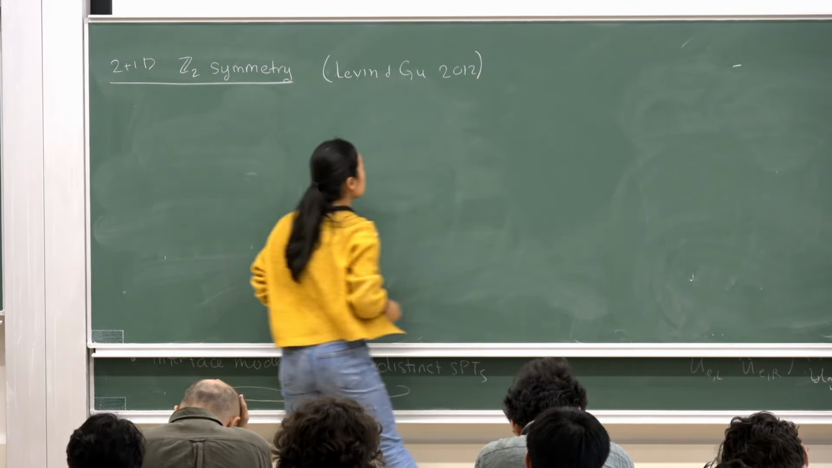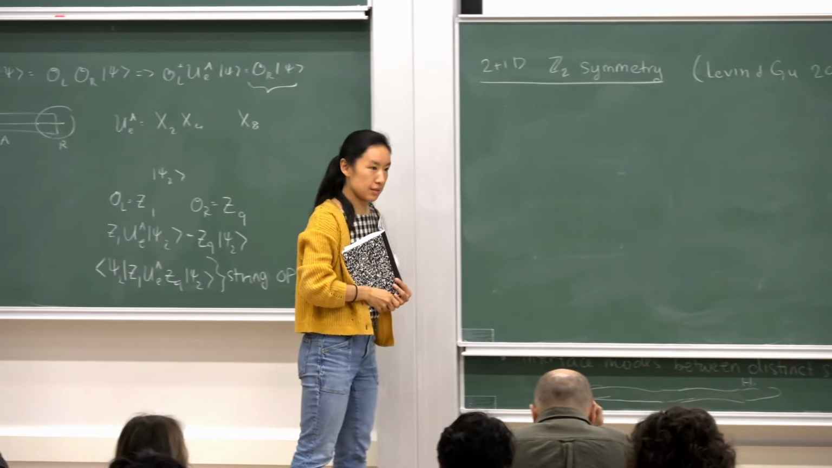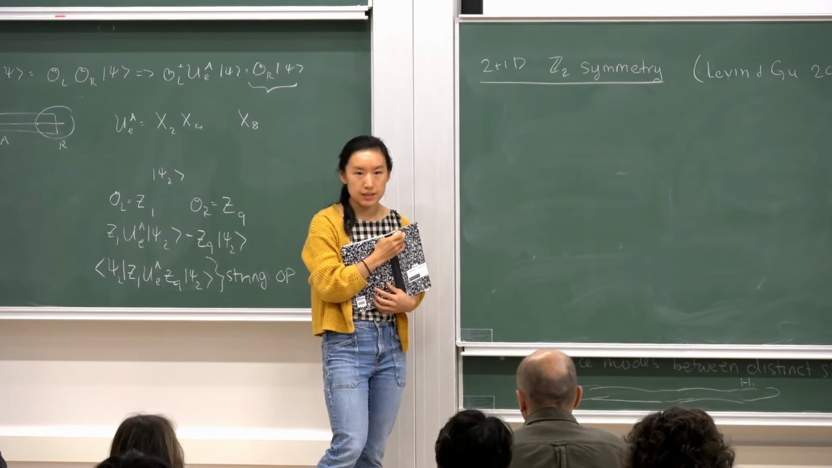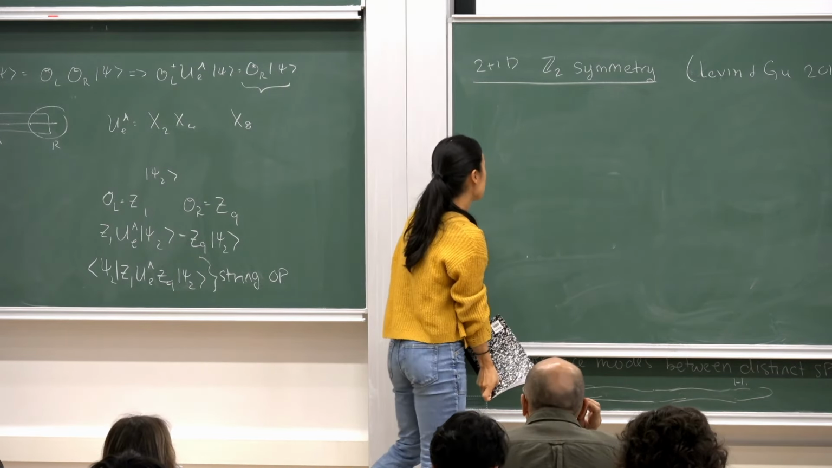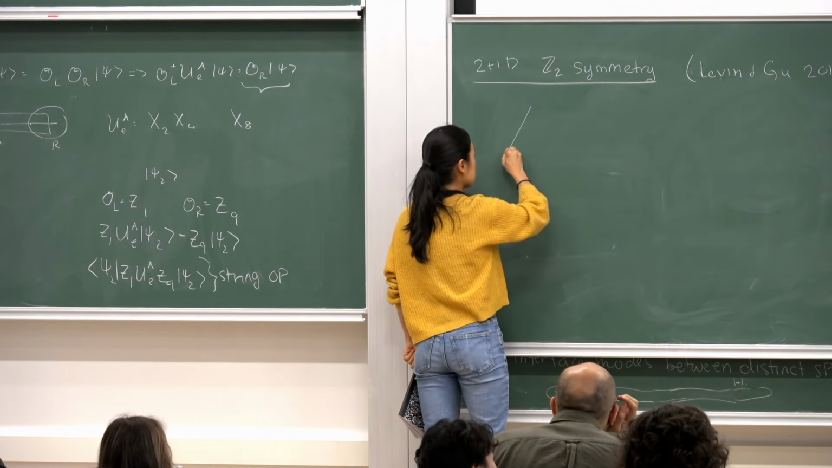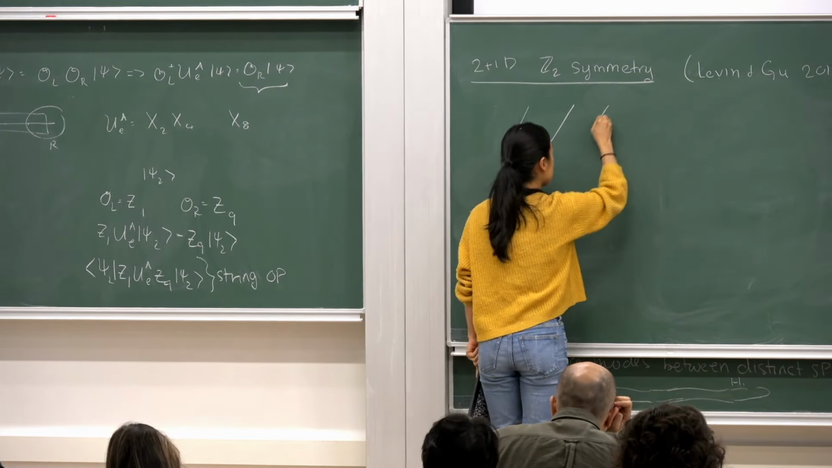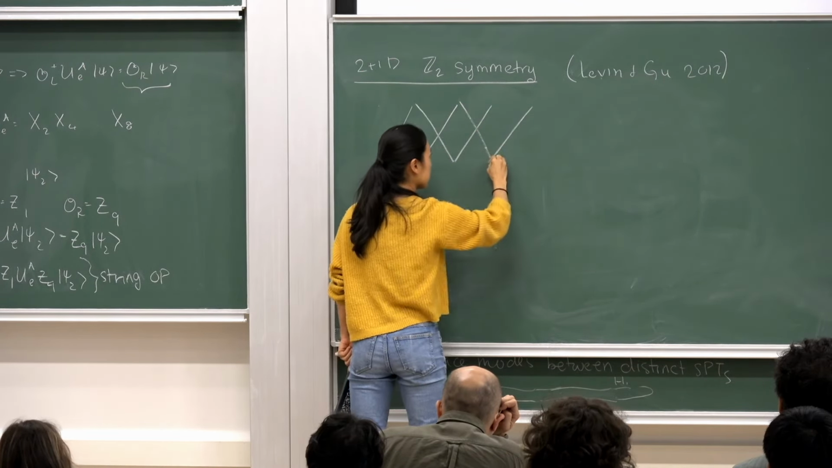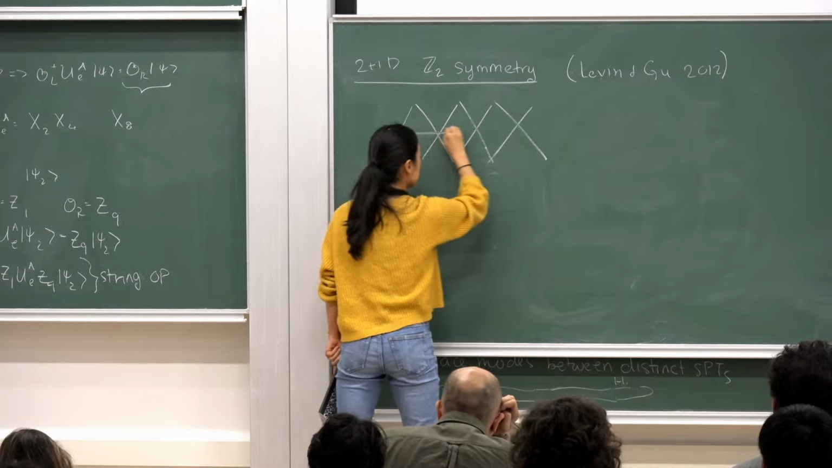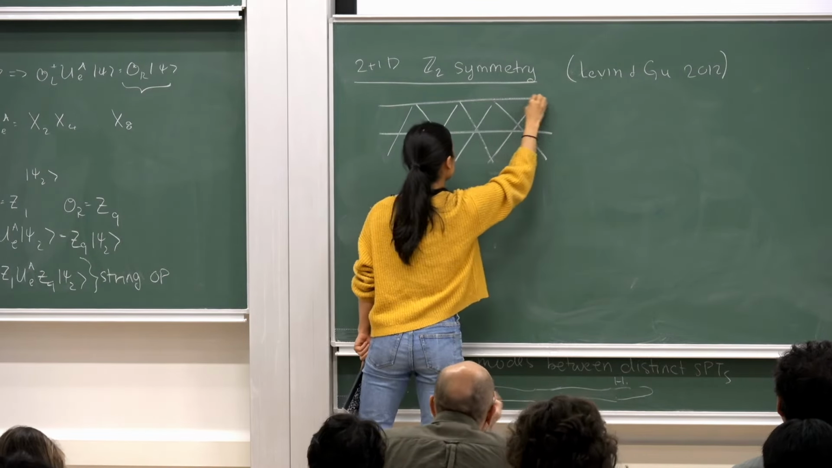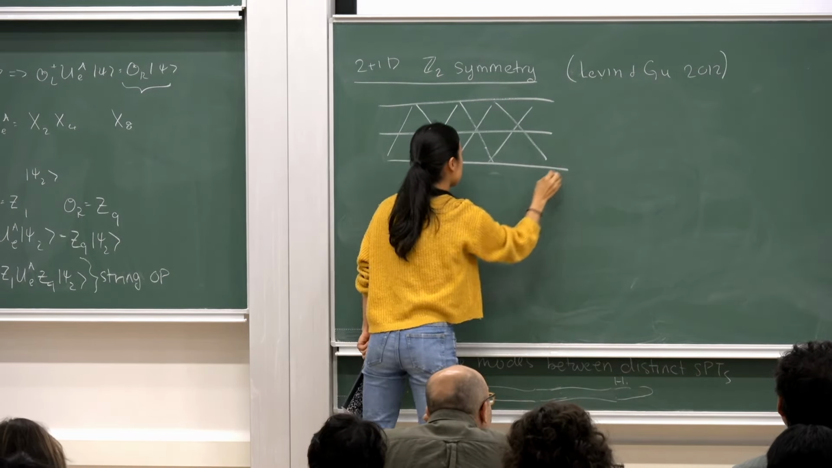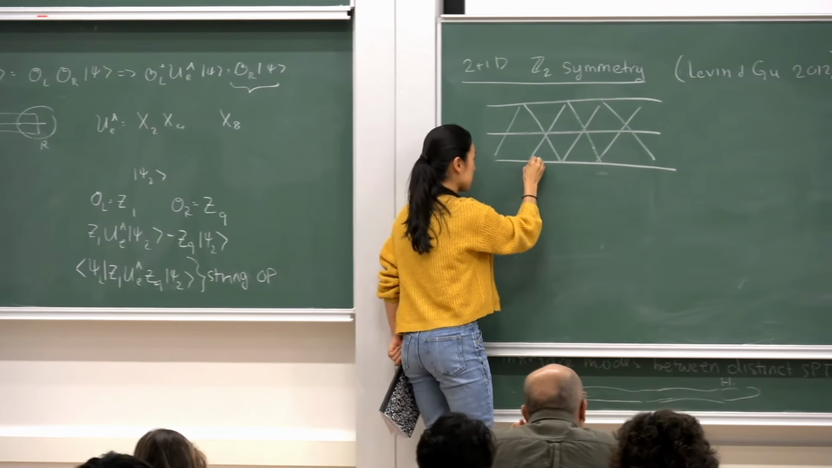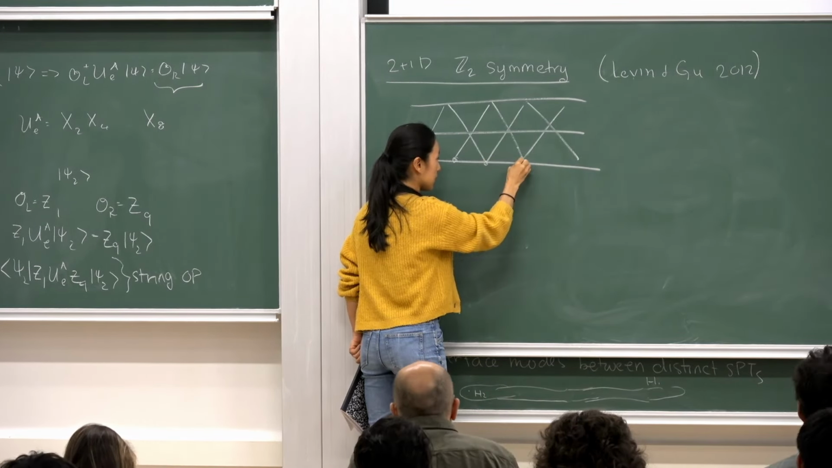the difference between these SPTs. It turns out in 2 plus 1D for Z2 symmetry, you also have a Z2 classification of SPTs. Again, we can consider a quantum lattice model. I'm going to consider this kind of lattice and place qubits on the vertices again.